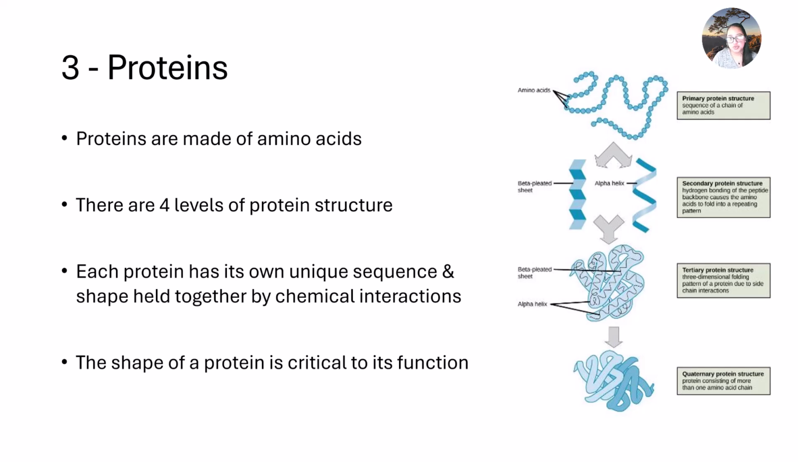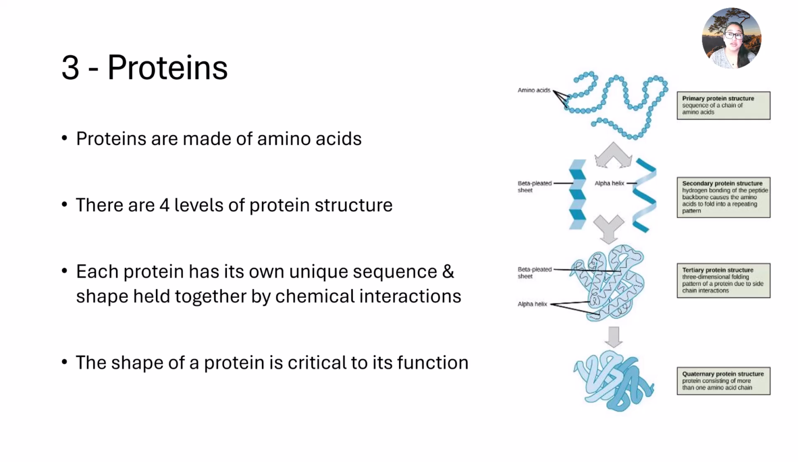And each protein is different. It has its own unique sequence of amino acids in order. So you could think of amino acids like letters in the alphabet. There are only so many, but the different combinations make a bunch of different possible words and possible proteins. So each protein has its own unique sequence, and the shape is held together by the chemical interactions between all those molecules. And the shape of a protein is really important to its function. What it does is specifically related to its structure.